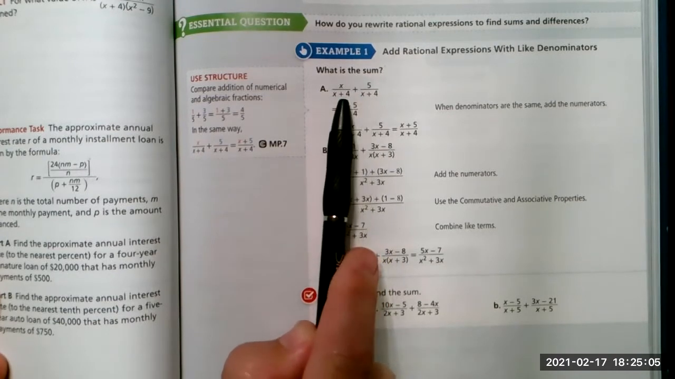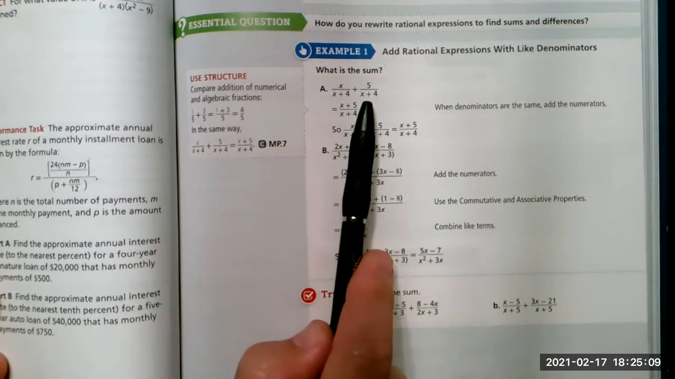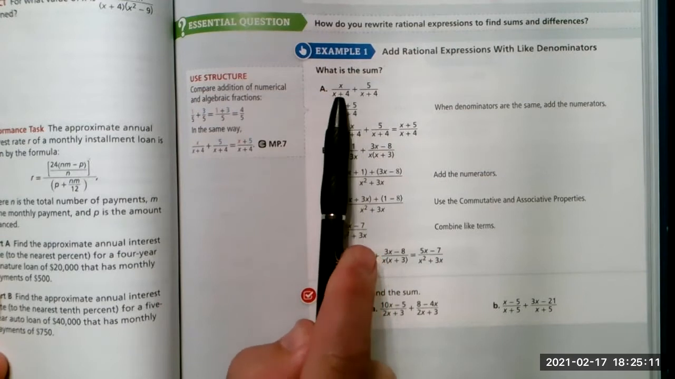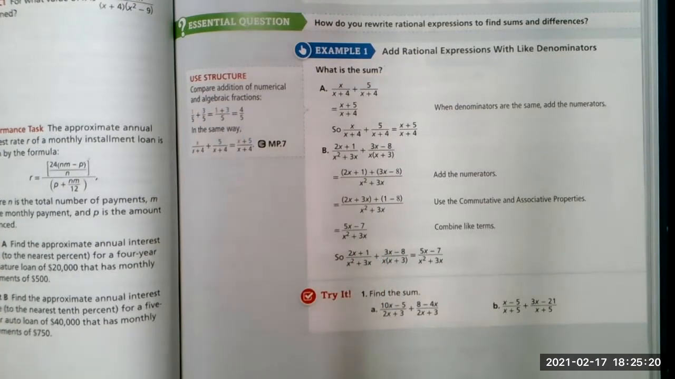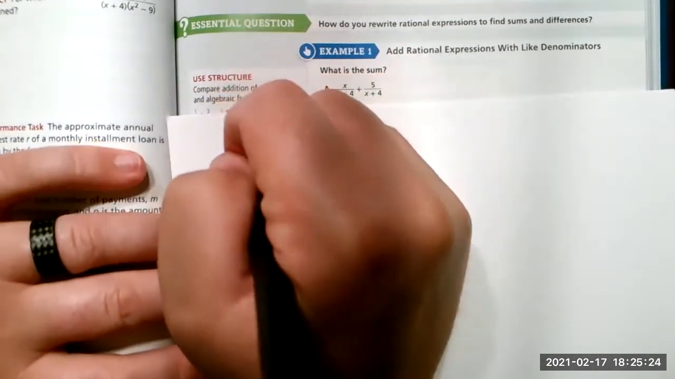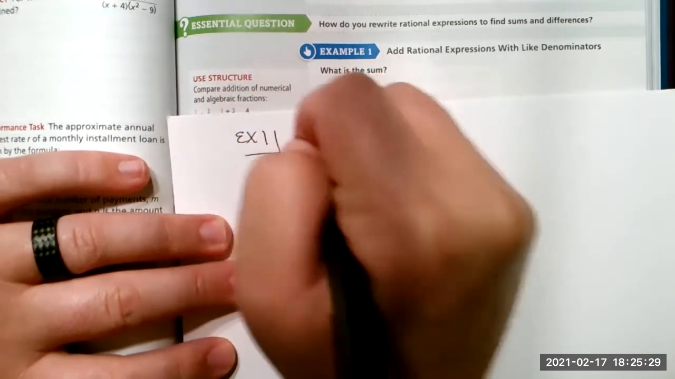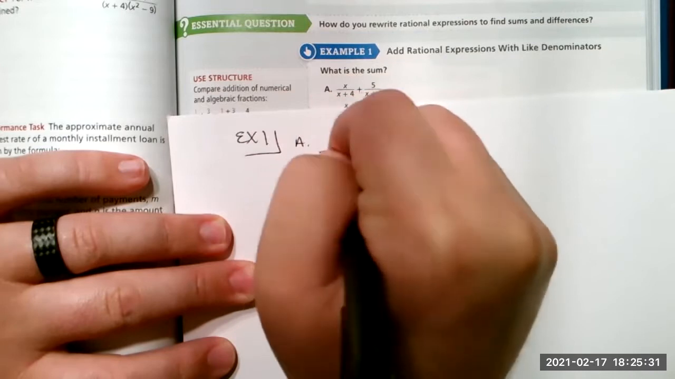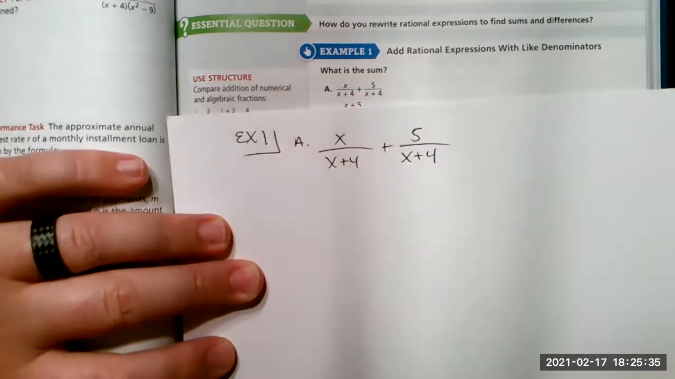If this was x minus 4 and this was x plus 4, then you couldn't add them together because those are separate. But if you look, these 2 denominators are exactly the same. So what I could do is add my numerators. I think I'm going to go ahead and write this out just so I can work through. I feel like it's better when I actually do the problem for you. So I've got x over x plus 4 plus 5 over x plus 4.